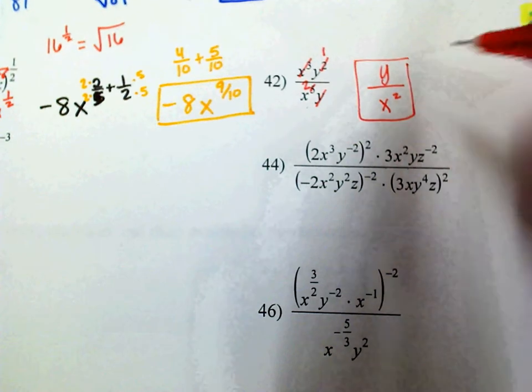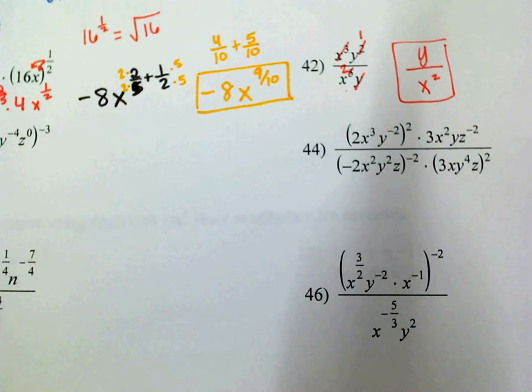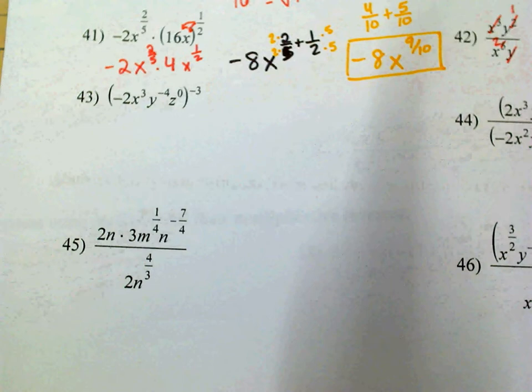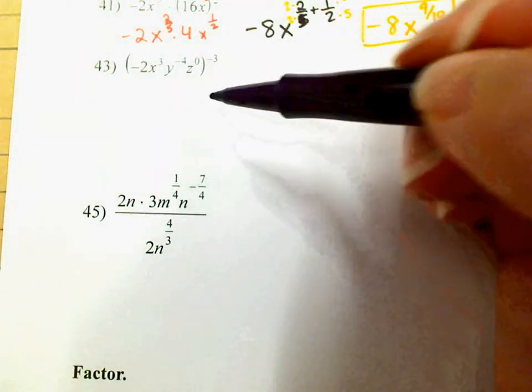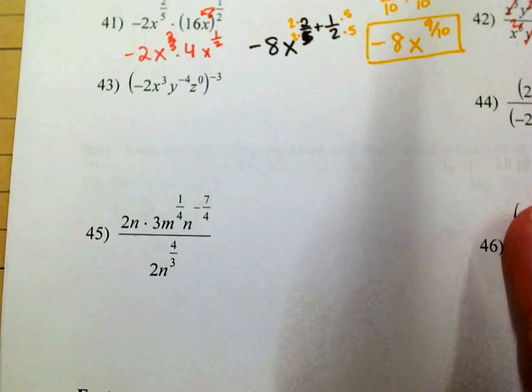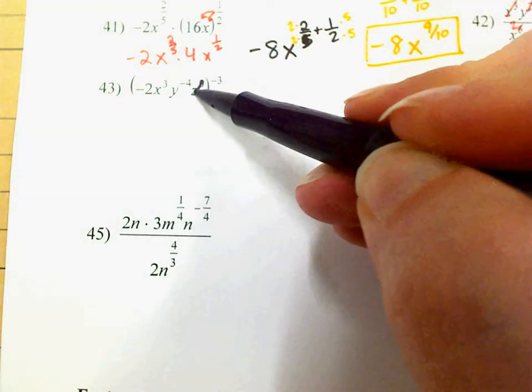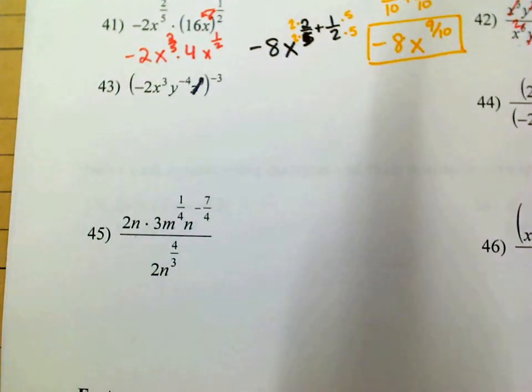Okay. Number 43. What am I going to need to do with that power of negative 3? Distribute it. First off, can you tell me right quick, when I see a 0 power, what do I do? Mark it out. Anything with 0 power is 1, and multiplying by 1 doesn't change anything. So if it has 0 power, just mark it out. So I'm going to go ahead and start distributing it.